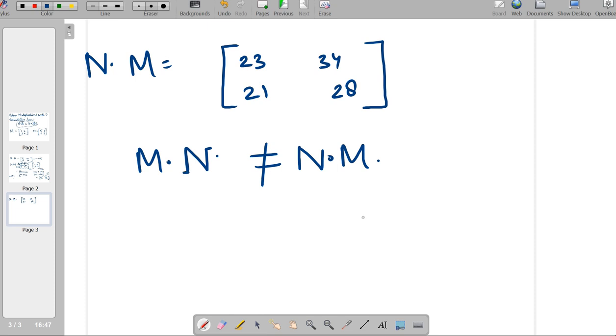All right. So if you get any such questions where you have to justify, then you can simply rearrange the matrices in whichever order they are asking and check whether you are getting the same result or not.